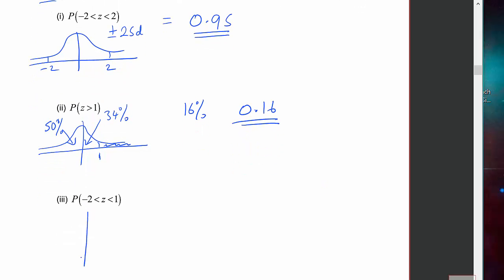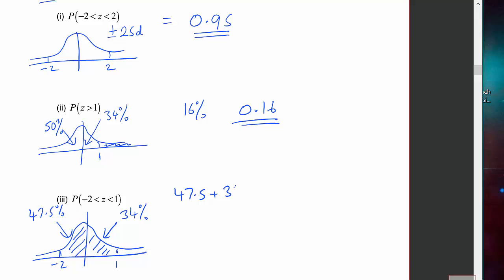And then we have from -2 to 1. So if we look at this side here, that's going to be half of 95%, so that's 47.5%. This bit here is going to be half of 68%, so that's 34%. So we've got 47.5 add 34. So that's going to be 77.5 add 4 is 81.5. So that's 0.815.